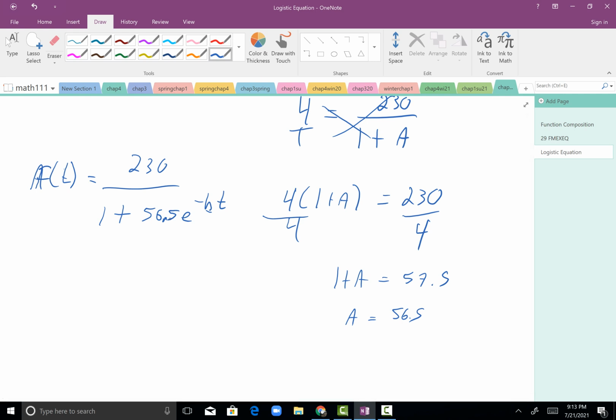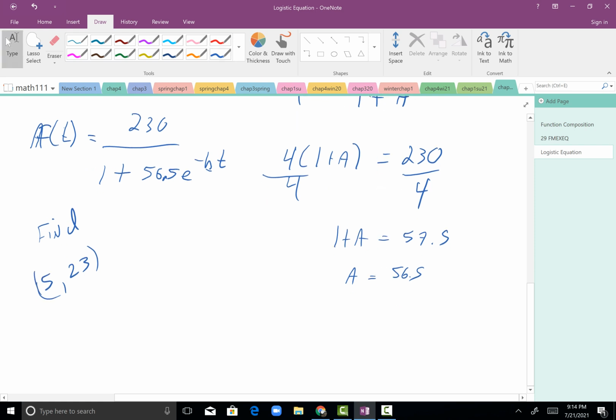All right. So once we have that, we've got to find B. To find B, we use that at time 5, we had 23 flies. You can pick any time you want; I just happen to pick 5. So I'm going to put 23 for my f of t: 23 over 1 plus 56.5 e to the negative b, and my time is 5.